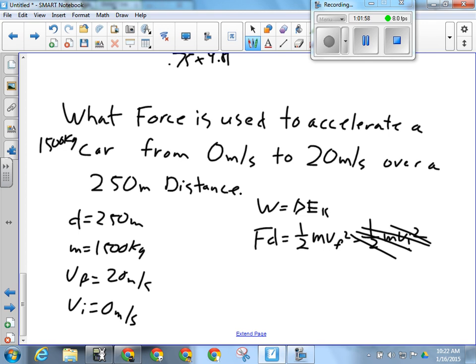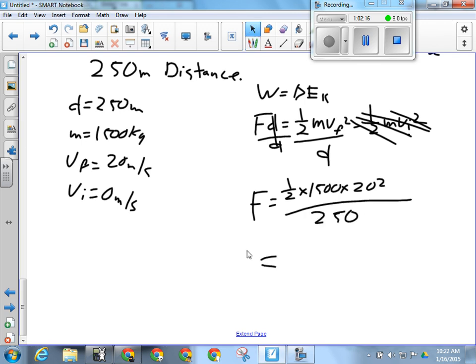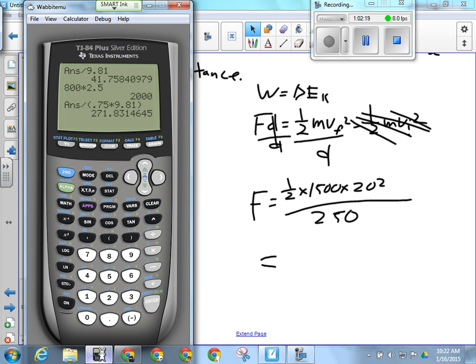All right, so I'm trying to solve for the force that's used. So what do I have to do with D? I divide it over to this side. Then we'll have force equals 1/2 times 1,500 times 20 squared over 250. So 0.5 times 1,500 times 20 squared divided by 250. All right, so we'd need 1,200 newtons of force. Well, that came up to a nice round number.